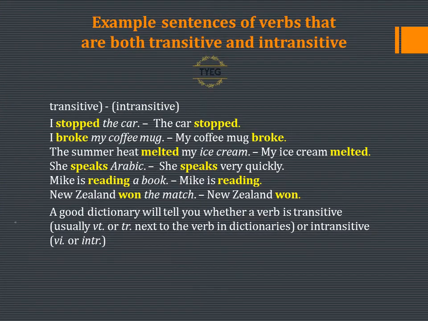Example sentences of verbs that are both transitive and intransitive. Transitive, intransitive. I stopped the car. The car stopped. I broke my coffee mug. My coffee mug broke. The summer heat melted my ice cream. My ice cream melted. She speaks Arabic. She speaks very quickly. Mike is reading a book. Mike is reading. New Zealand won the match. New Zealand won. A good dictionary will tell you whether a verb is transitive, usually VT or TR, next to the verb in dictionaries, or intransitive, VI or INTR.